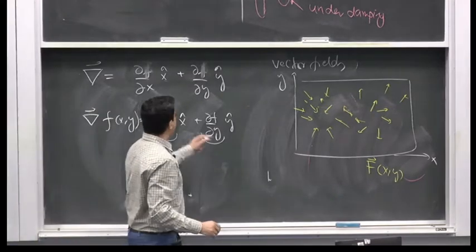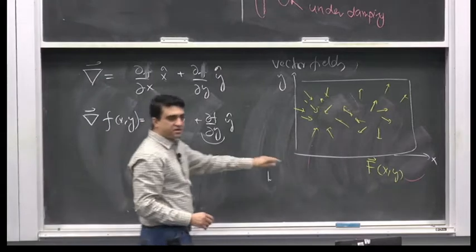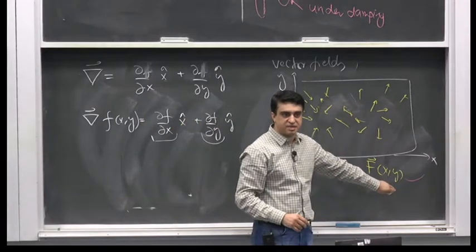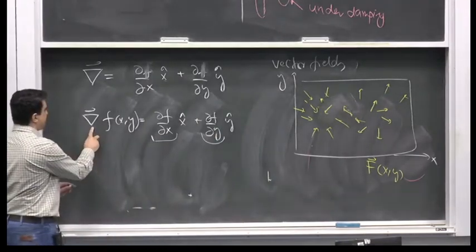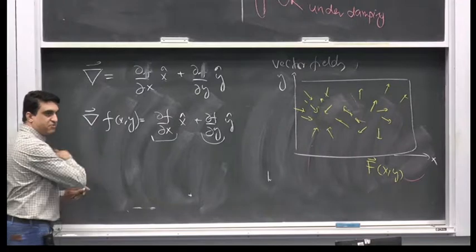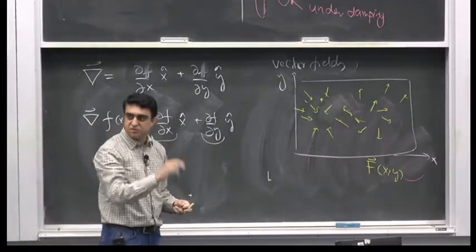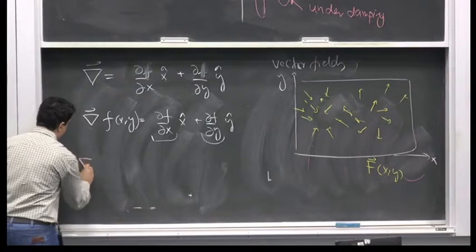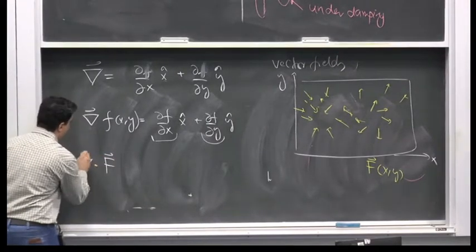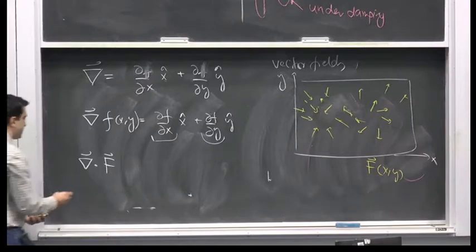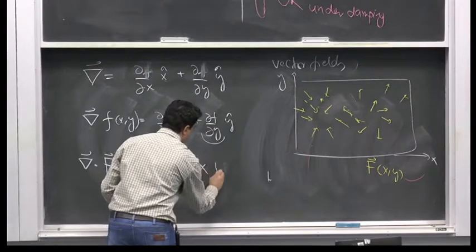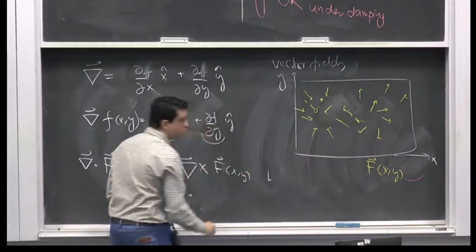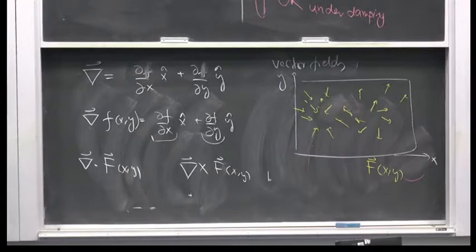Okay. So what would be the effect of this del operator on such a vector field rather than a scalar field? So what you are doing now is multiplying. Here you multiplied a vector with a scalar, but now you have to multiply a vector with a vector. And you can do it in two ways. You can either have a del operator dotted with your vector field, which would be del dot F of x, y, or you can have a del operator crossed with your vector field. Both kinds of products are possible, and both of them would give you completely different information about the field.